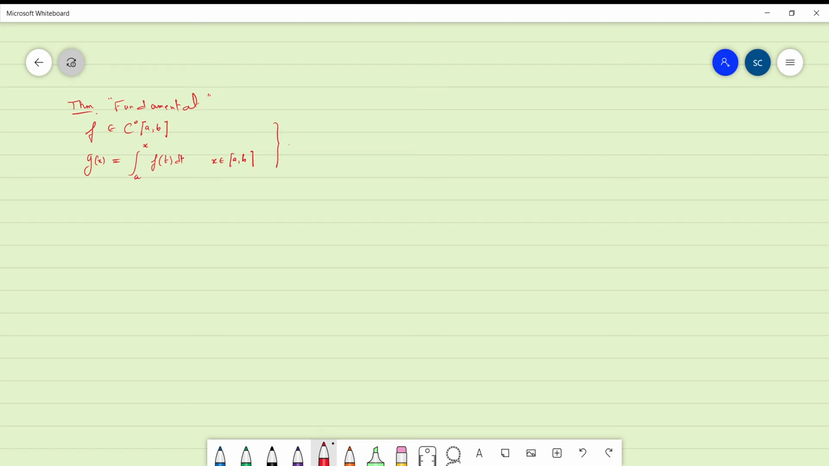Then the conclusion is that g is a differentiable function on the open interval (a, b), and we have g prime of x equals f(x) for x belonging to the open interval (a, b). So this is what the theorem says.